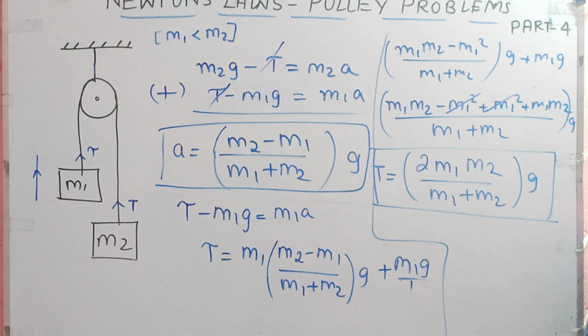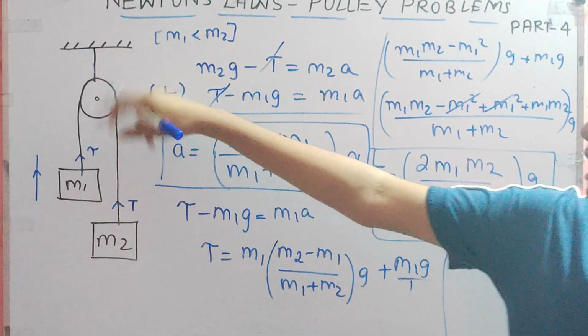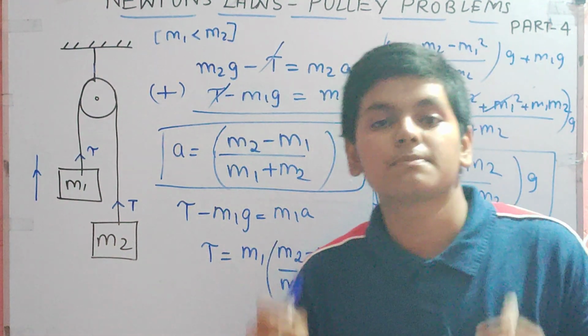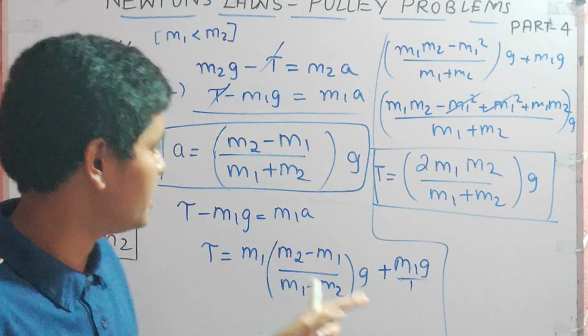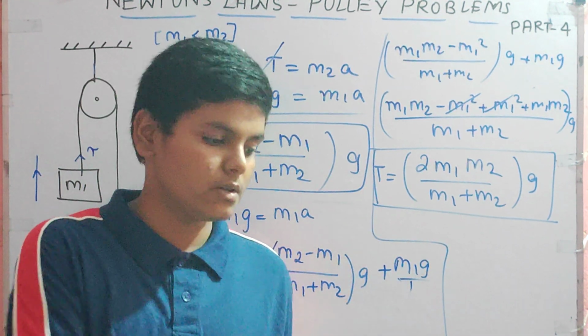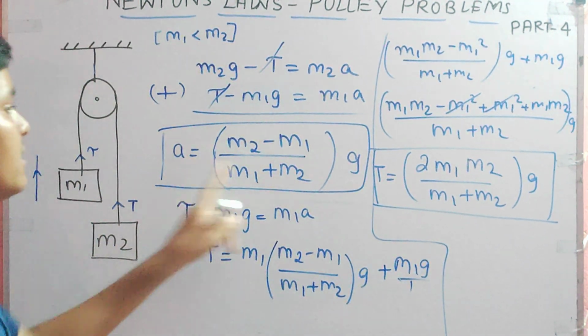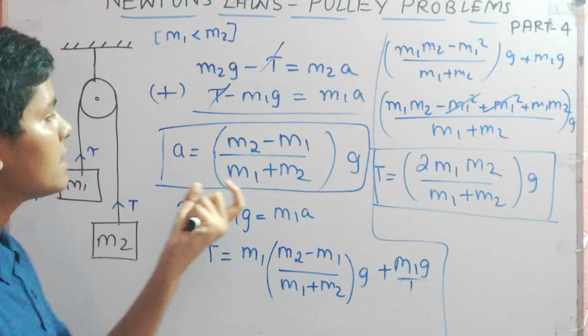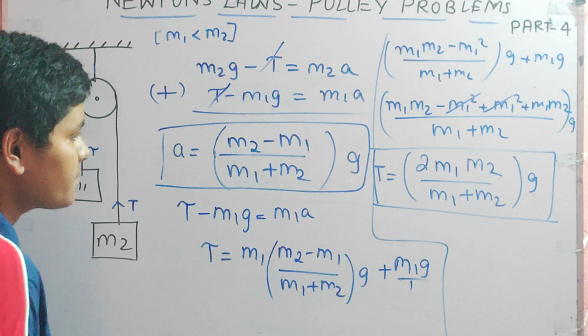These two formulas are simple. If they give a simple Atwood machine, this acceleration and this tension formula are restricted only to the Atwood machine. If there is a complex problem, which we'll be discussing later in the video, then these two formulas will be difficult to use. So this was how we got the acceleration and tension.